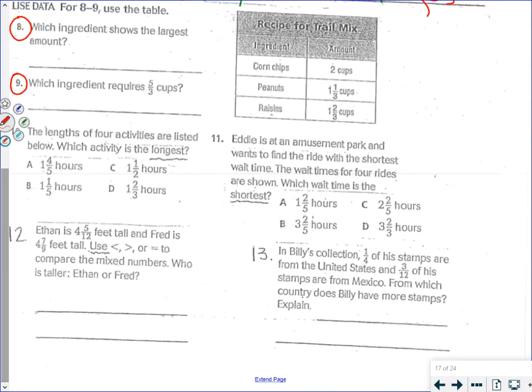Pause the video. Okay, so which ingredient shows the largest? I see 1 and I see 2 whole number. 2 whole cups is going to be the largest, so corn chips is going to be the largest.